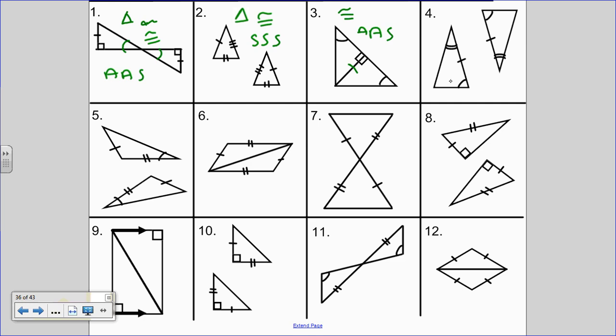Number 4. We have 2 clearly marked angles with a side in between them. Whenever you have a side between, that's an included side. So yes, they are congruent because of angle, side, angle.